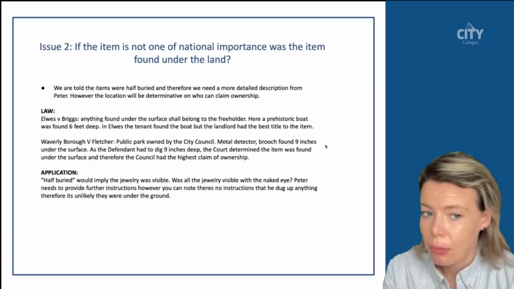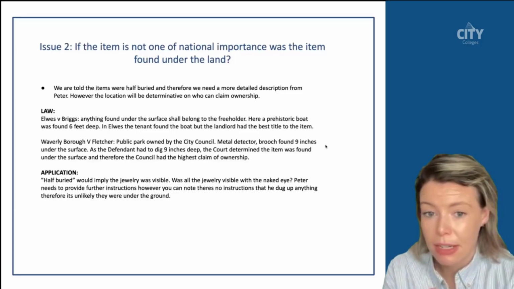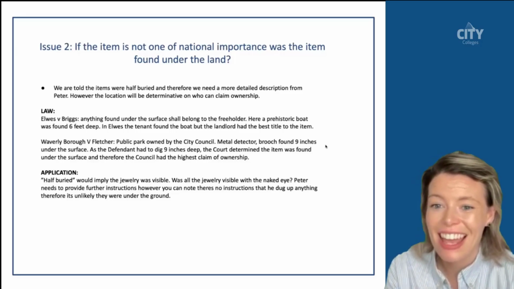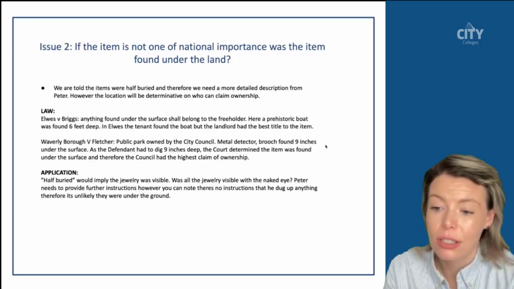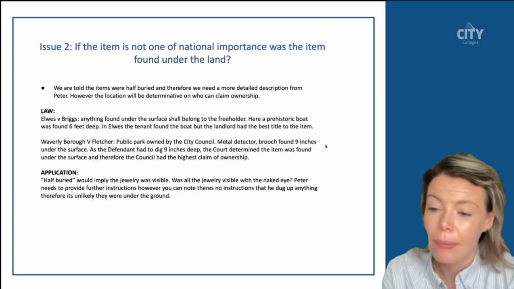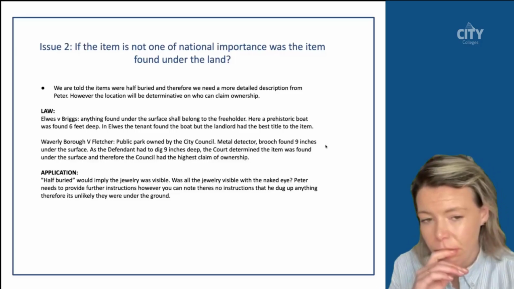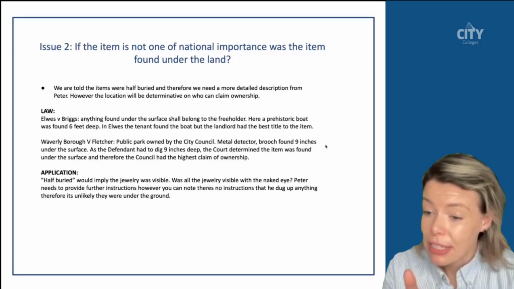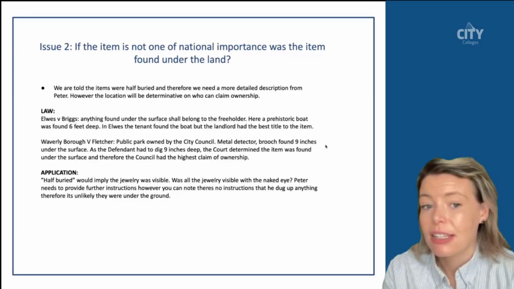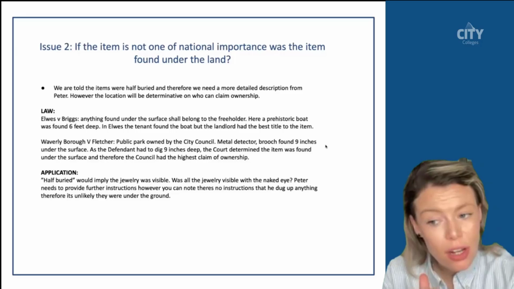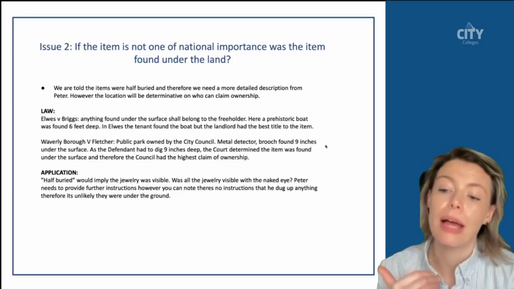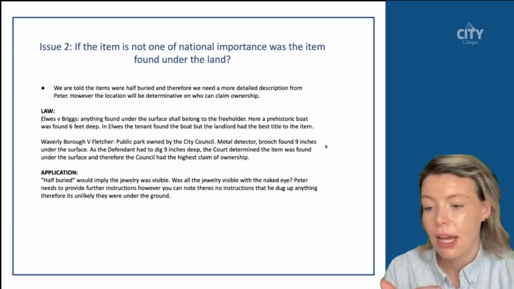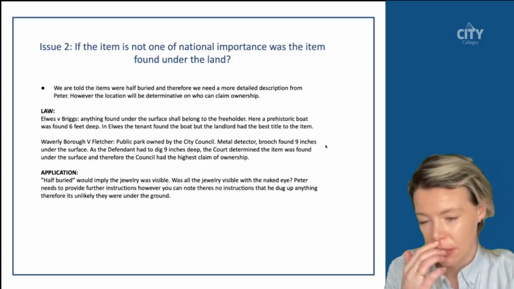A more modern decision then is Waverley Borough Council v Fletcher. This was a public park. This was another metal detector case. Metal detectors were massive in the 70s and the 80s. In this instance, there was a gold brooch found 9 inches under the surface. That's very, very close to the surface. Because the defendant did have to dig 9 inches deep, the court found it was under the surface, not on the surface, and therefore the council who owned the park were the ones with the best entitlement to the property. And again, it was not one of national importance.